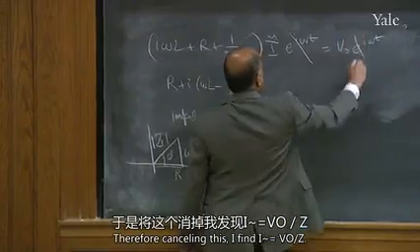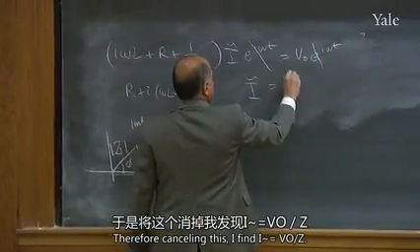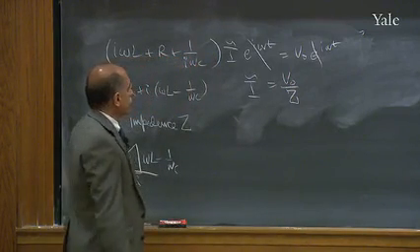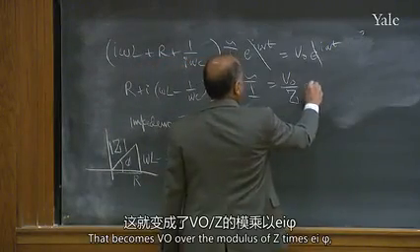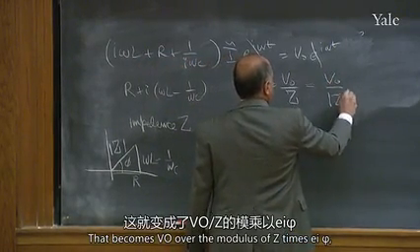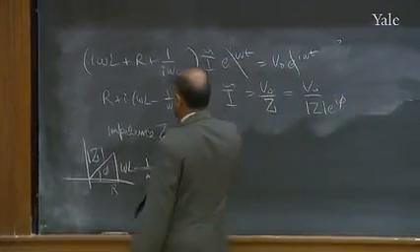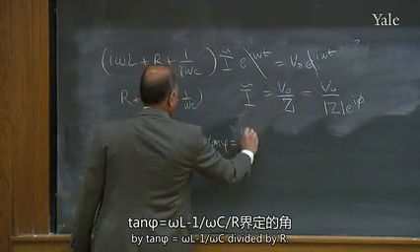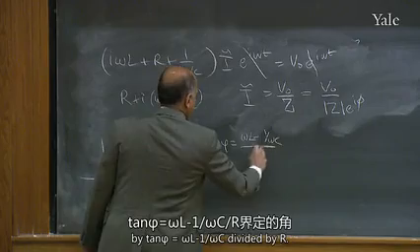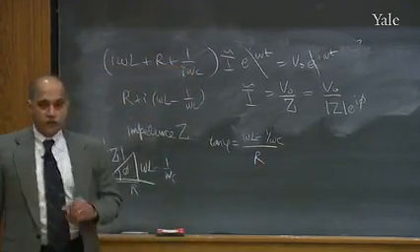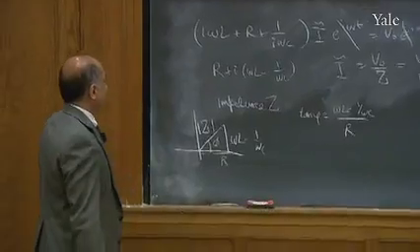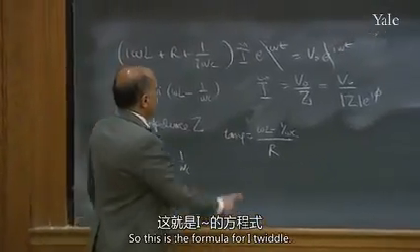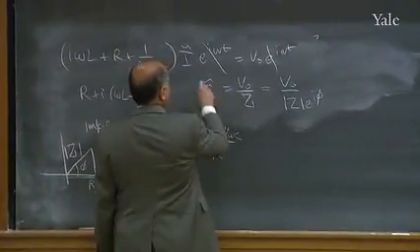Therefore, canceling this, I find I twiddle is equal to V naught over Z. That becomes V naught over the modulus of Z times e to the i phi, where phi is this angle defined by tan phi equals omega L minus 1 over omega C, divided by R. So don't worry too much about writing all of this down, because you're going to find this in every book. There's nothing novel or different. So this is the formula for I twiddle.